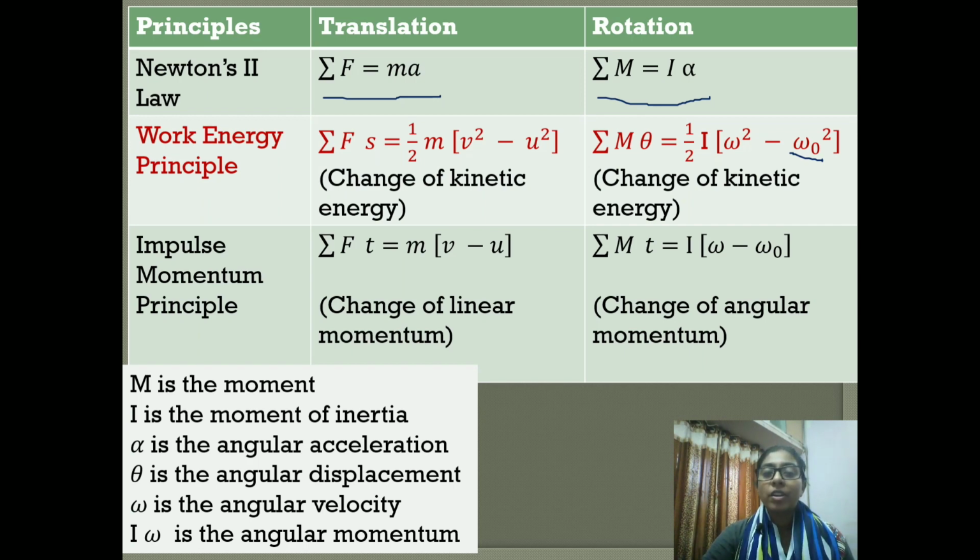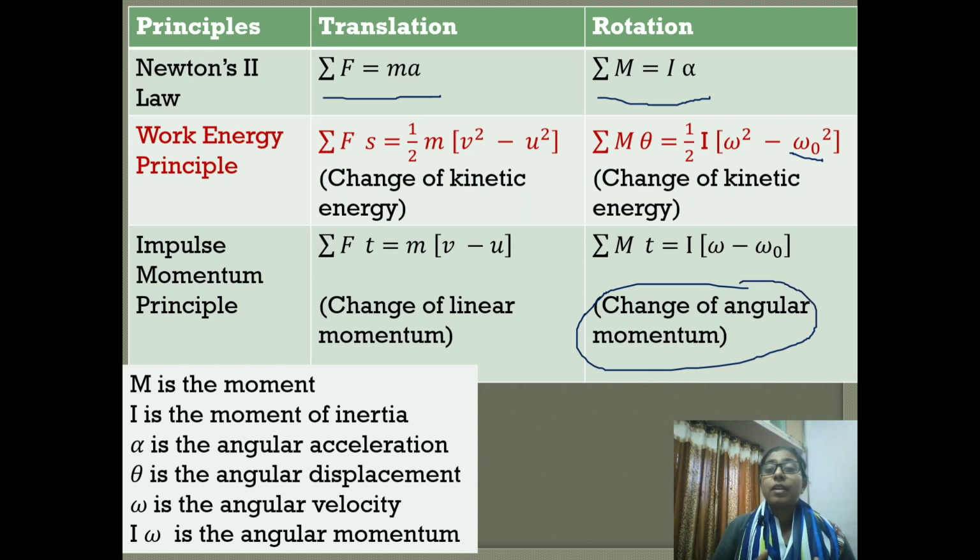Now the impulse momentum equation: it is the change of linear momentum, the difference of linear momentum, that is mv minus mu. Impulse is a load applied in a very short duration. So sigma F into t is equal to m into v minus u. Coming to rotation, it is sigma M into t is equal to I into omega minus omega naught. So this is the change of angular momentum.